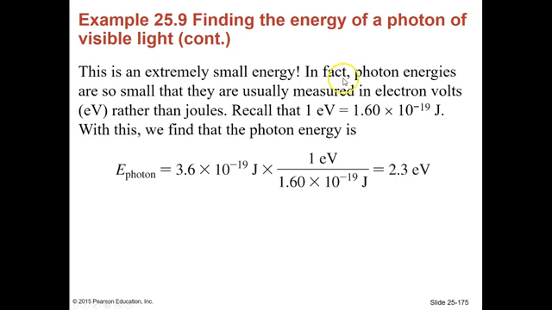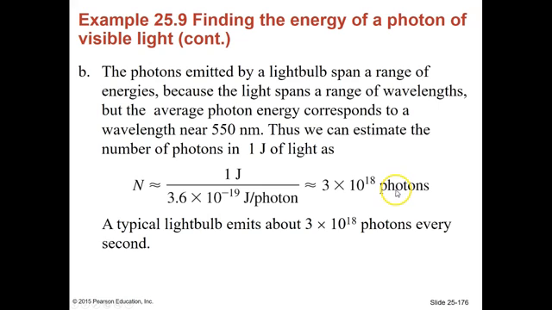That's really small. In fact, photon energies are very small, and we usually measure them in eV rather than joules. Remember, an eV is about 1.6 times 10 to the negative 19th joules. With this, we can find the photon energy by taking that energy in joules and dividing it by 1.6 times 10 to the negative 19th, and we get a more manageable number of 2.3 eV, or electron volts.